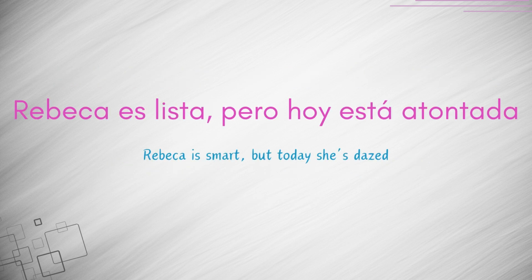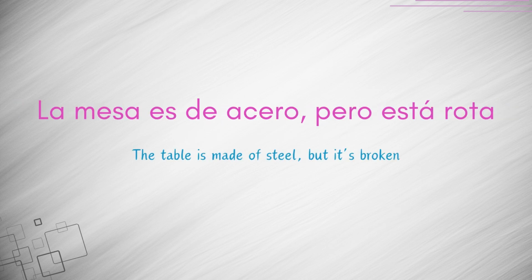Rebecca es lista, pero hoy está tontada. Rebecca is smart, but today she's dazed. This phrase states that Rebecca is usually savvy, but today she is confounded. La mesa es de acero, pero está rota. The table is made of steel, but it's broken. Here, we are talking about a permanent quality of the table. It is made of steel, which is something that won't change. We are also expressing the temporary state that it's in, broken, but maybe it will be fixed soon.